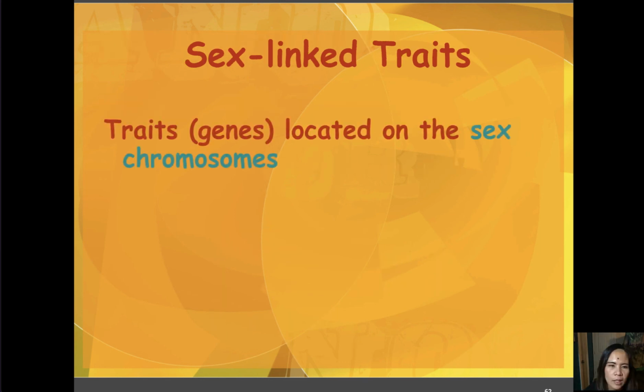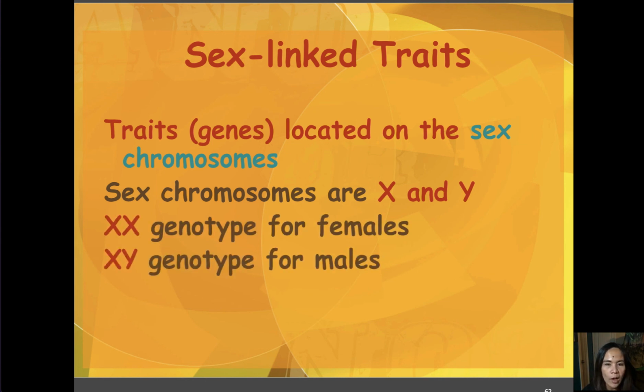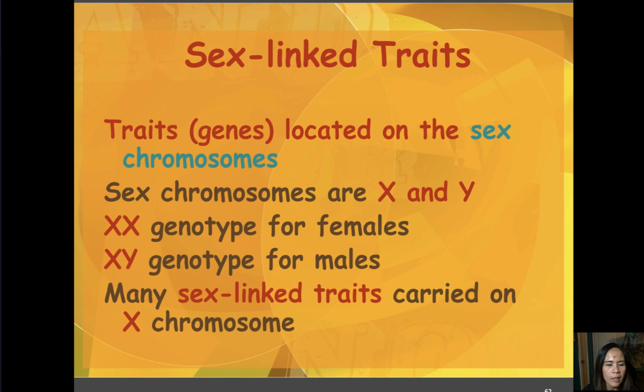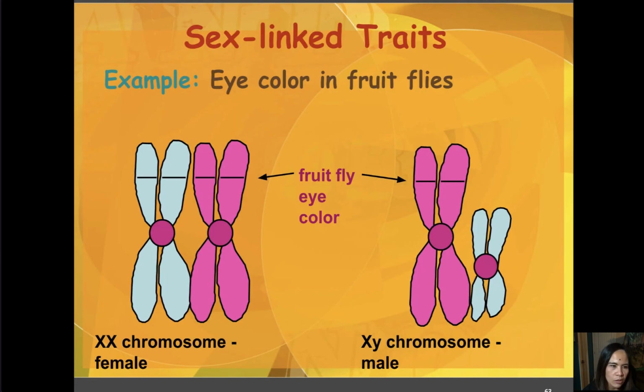Now another topic is sex-linked traits. These are traits where the genes are located on the sex chromosomes. Sex chromosomes are X and Y chromosomes: XX genotype for females, XY for males. Many sex-linked traits are carried on the X chromosome right here. So here's an example, eye color in fruit flies. The fruit fly eye color gene is found on the X chromosome.